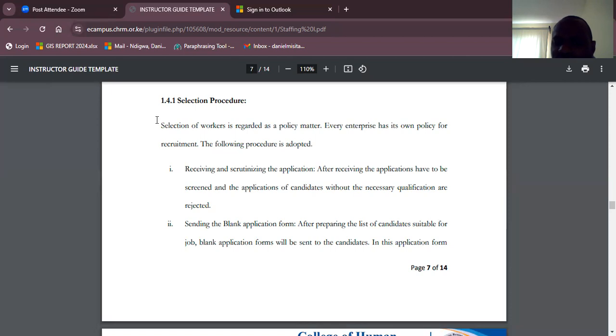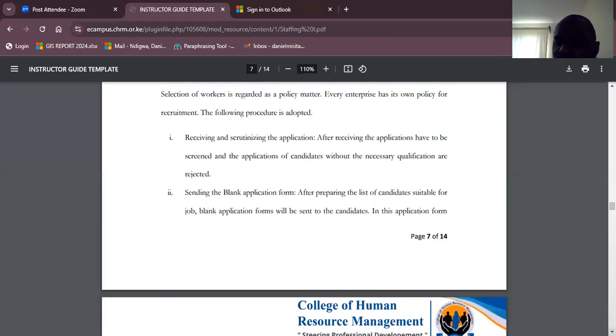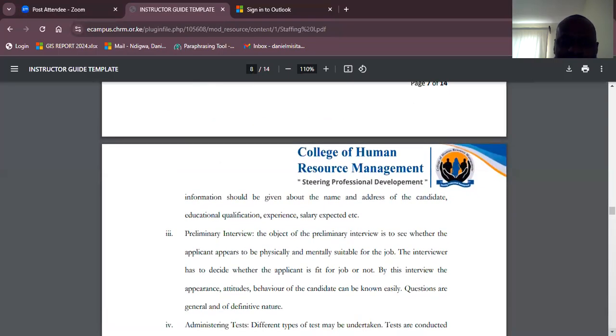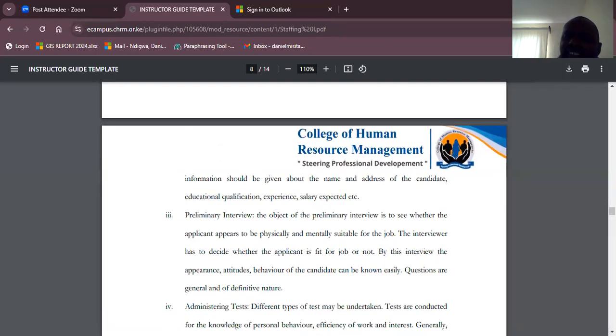Therefore, after preparing the list of candidates suitable for the job, a blank application form will be sent to the candidate, who then will be required to fill in the application form and submit it back, indicating the name, address, educational qualification, experience, and salary expected. And I don't know why they normally talk about the salary expectation. To me, I feel it is discriminatory.